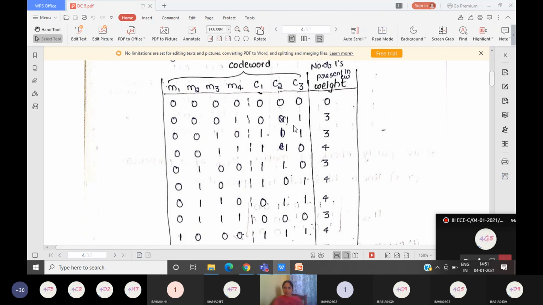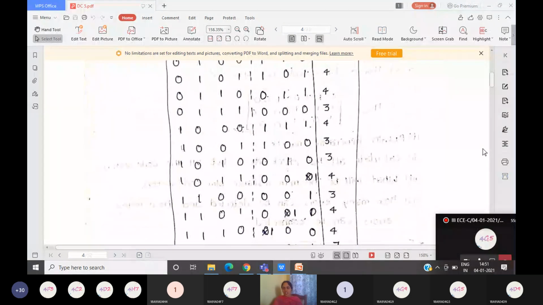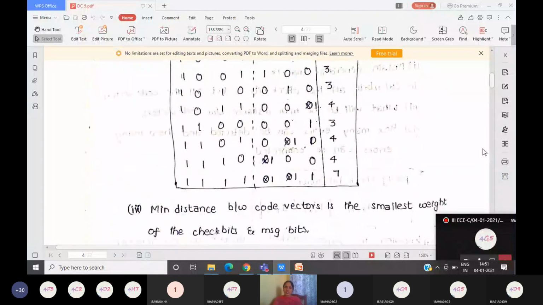So for the second code word, how many number of ones are there? 3. For the third code word, 3. Fourth code word, 4. Fifth code word, 3. Sixth code word, 4. Seventh code word, 4. Please count the number of ones and post it here. The number of ones present in the code word is nothing but the weight. So accordingly, you will calculate the number of ones present in each and every code word, that is 16 code words. Please write the corresponding weight or the number of ones.